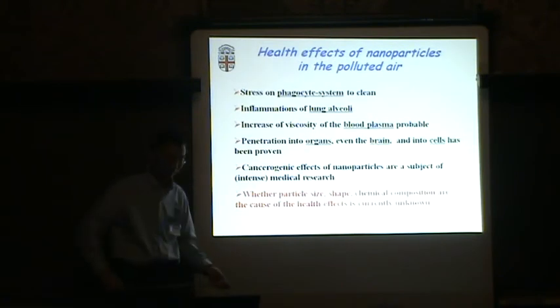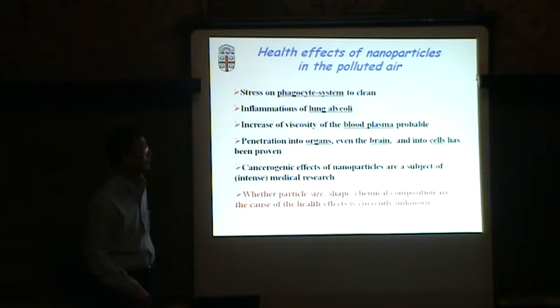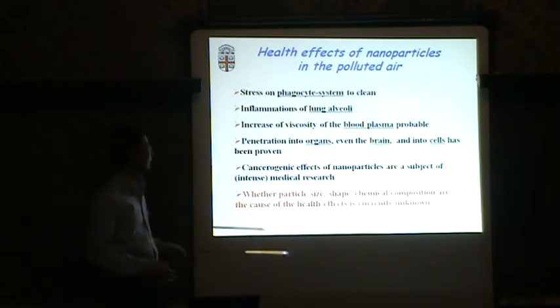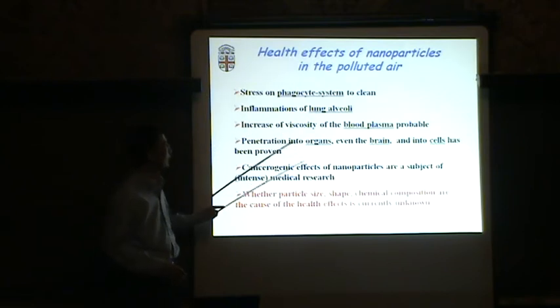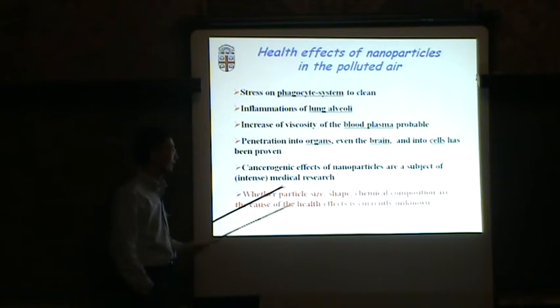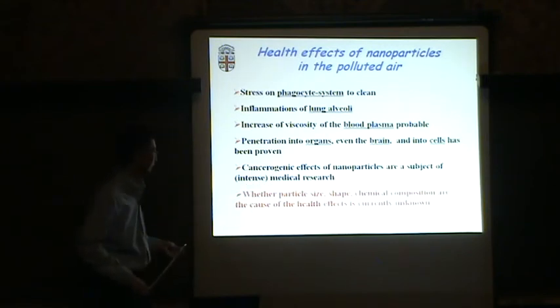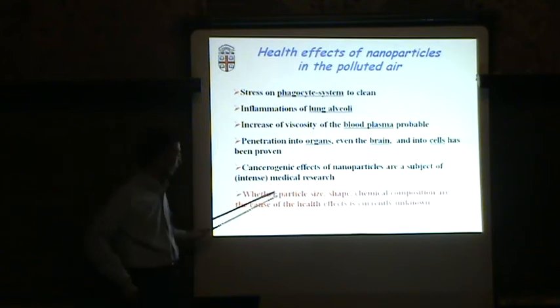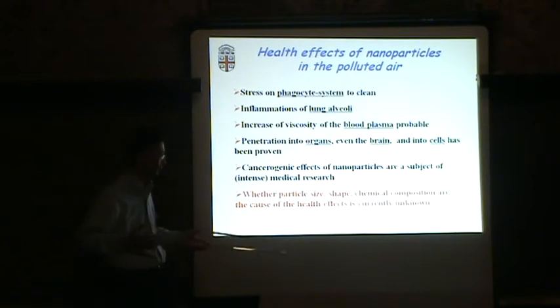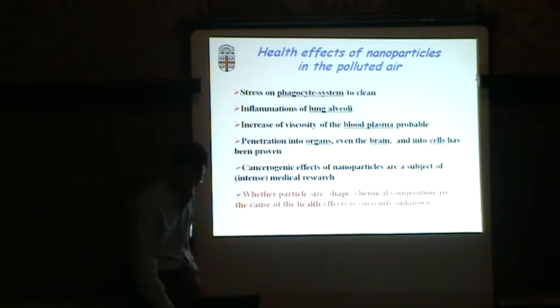Of course, the health effect of these nanoparticles is still under research. It's known that this pollution puts stress on the phagocyte system, which is the immune system. They activate immune cells. They cause inflammation in the lung, and they increase viscosity of the blood, they penetrate organs, in the brain. But whether they cause cancer is still a subject of medical research. So the question is, how do the particle size and shape influence these processes?